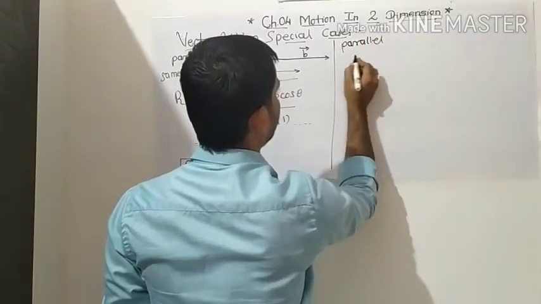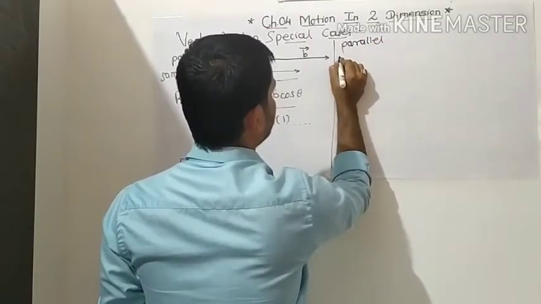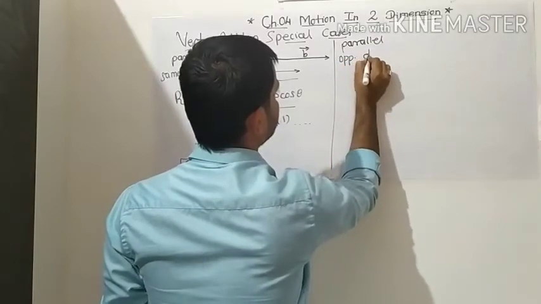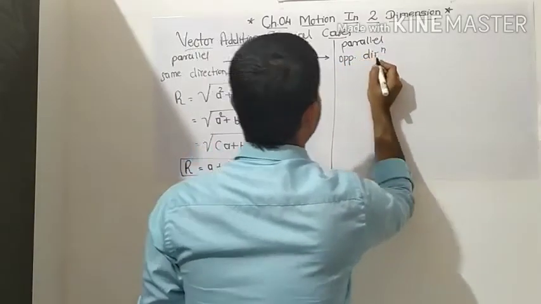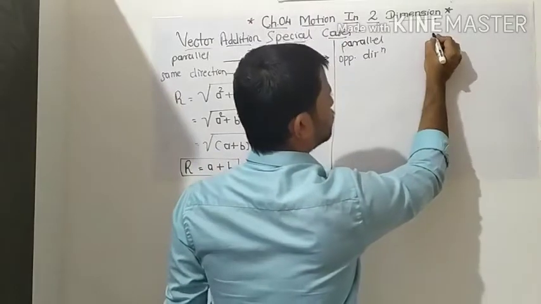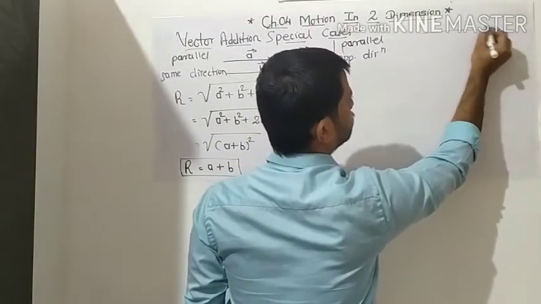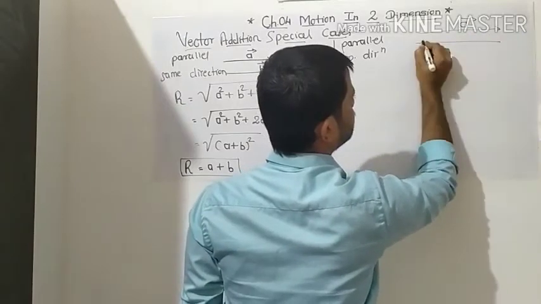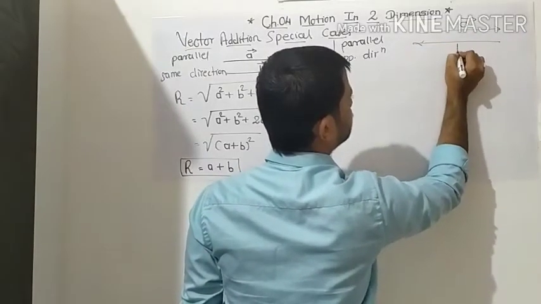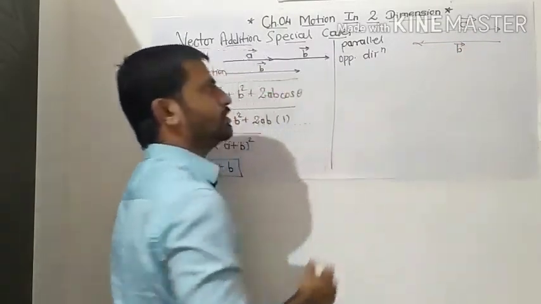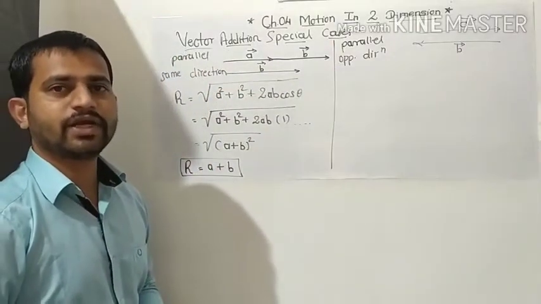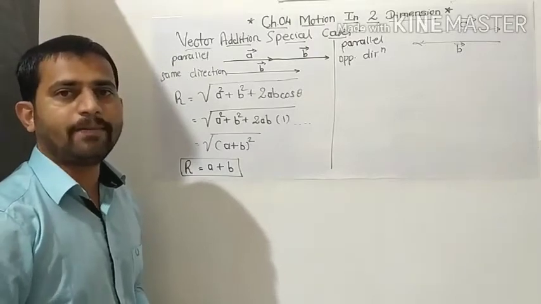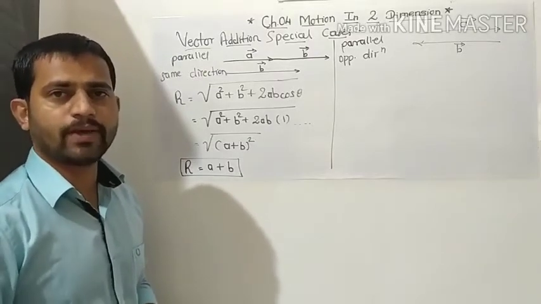Okay, vectors are parallel but in opposite direction. So in that case, we have this vector A, and the second vector, this is vector B. First one is the vector A and second one is the vector B. Now in that case, which formula do we have to apply?